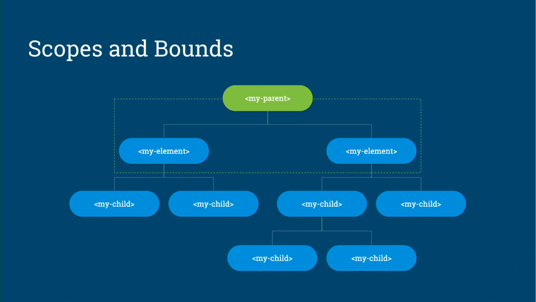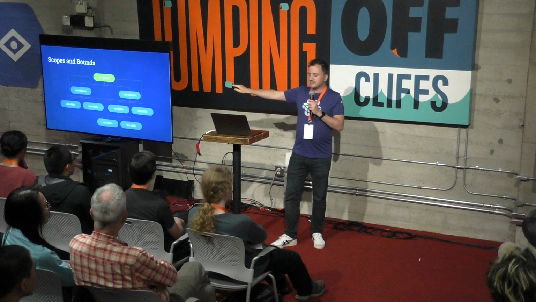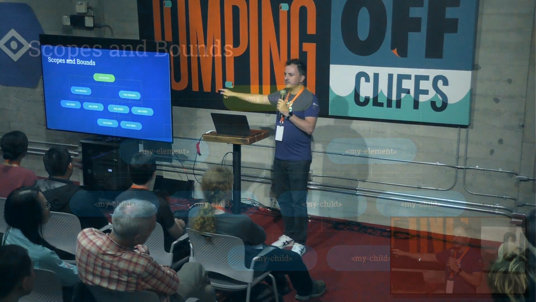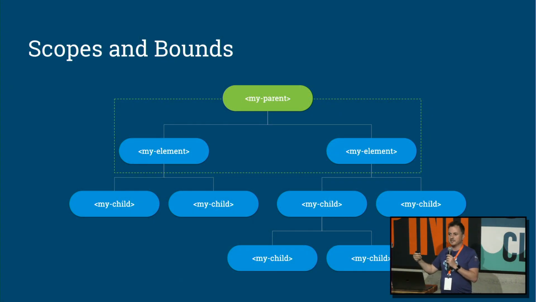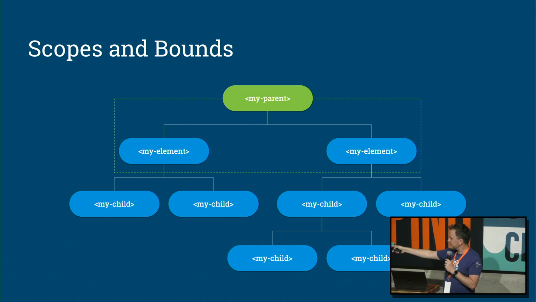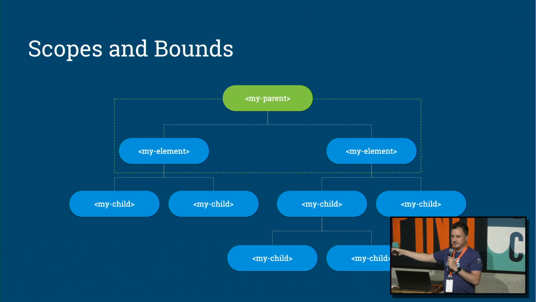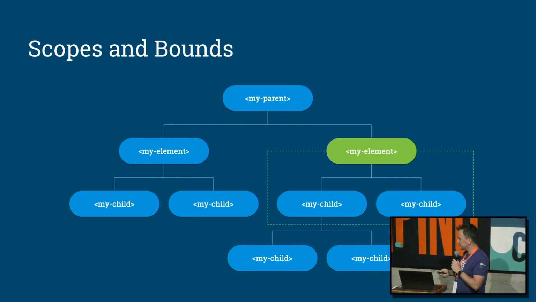And this tree right here is not an HTML tree. This is a component tree. So every component, lower in the tree is just a component that the component above it is using. So here, this myParent scope contains only the two myElement children inside of it, and not the other elements.